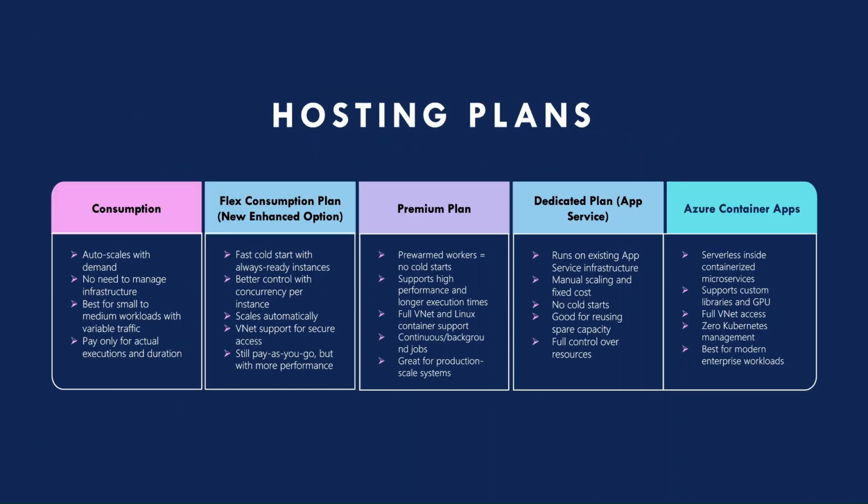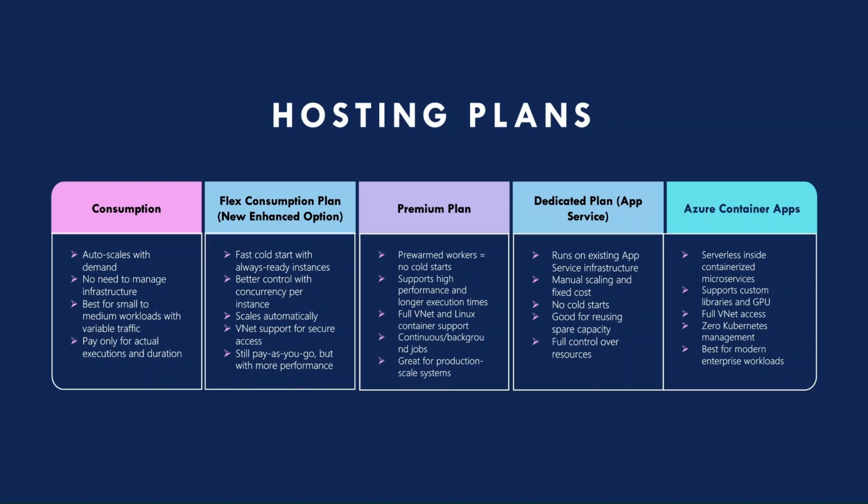Let's now talk about hosting plans, how Azure Functions run under the hood, and how you are billed for them. First is the consumption plan, which is the default serverless option. The consumption plan is the default and most popular hosting plan. It gives you true serverless behavior. That means your functions scale up automatically based on load, and you only pay when your function is running. It auto scales, needs no managed infrastructure, is best for small to medium workloads with variable traffic, and you pay only for actual execution and duration. Use it when you want the cheapest and simplest option for event-driven workloads.